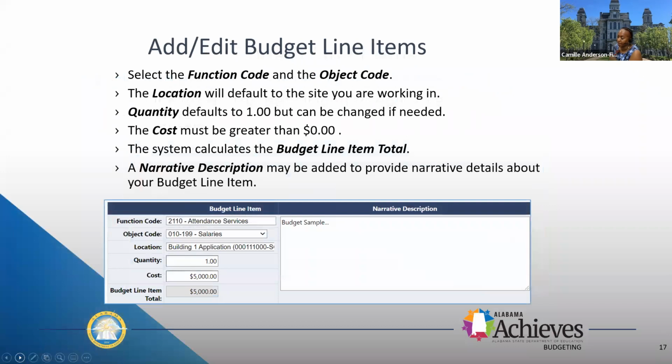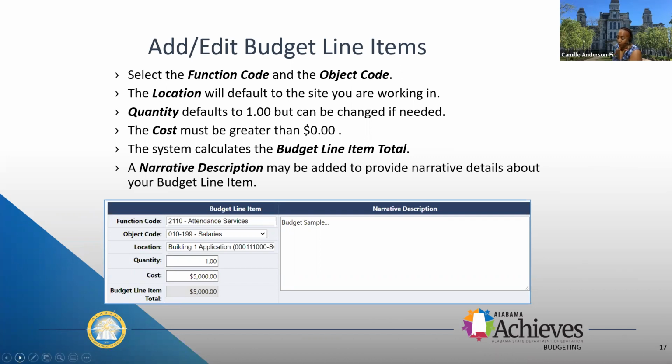And so here's an example, or this is the first part of it. So you're selecting your function code and your object code. And this is where on your first screen, you modified your function code. So that's what shows up here. And then you'll see this drop down, and you'll be able to select your object code. Your location will automatically show up. Your quantity will always revert to 1 unless you change it. And you're also inputting your cost, and then the budget line item total is calculated for you.